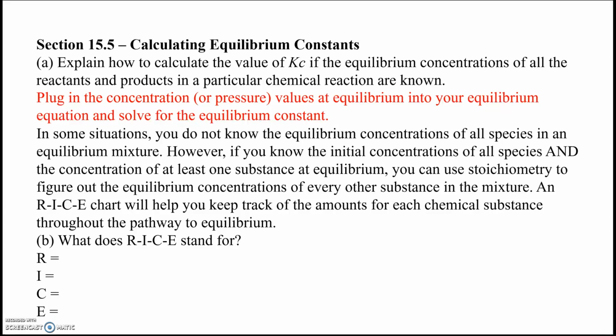In some situations, you don't know what these are, but you might know the initial concentrations of all the species, and you know the concentration of at least one substance at equilibrium, and you can use the stoichiometric relationships to figure them all out. We're going to use a very powerful tool called a RICE chart to help keep track of all of the quantities in these relationships. And of course, we have to ask ourselves, what does RICE stand for? R is reaction, I is initial quantity, C is the change in quantity, and E is the ending quantity, or the equilibrium quantity.